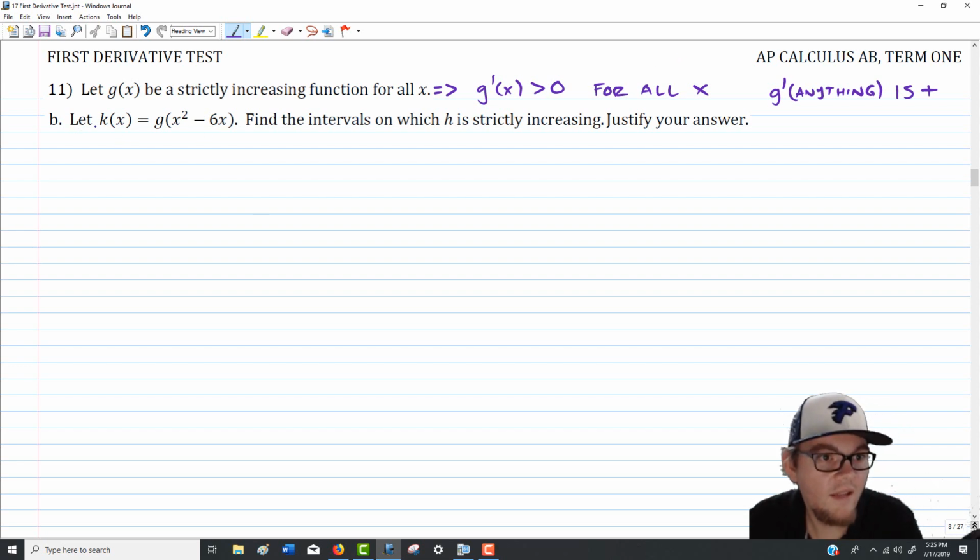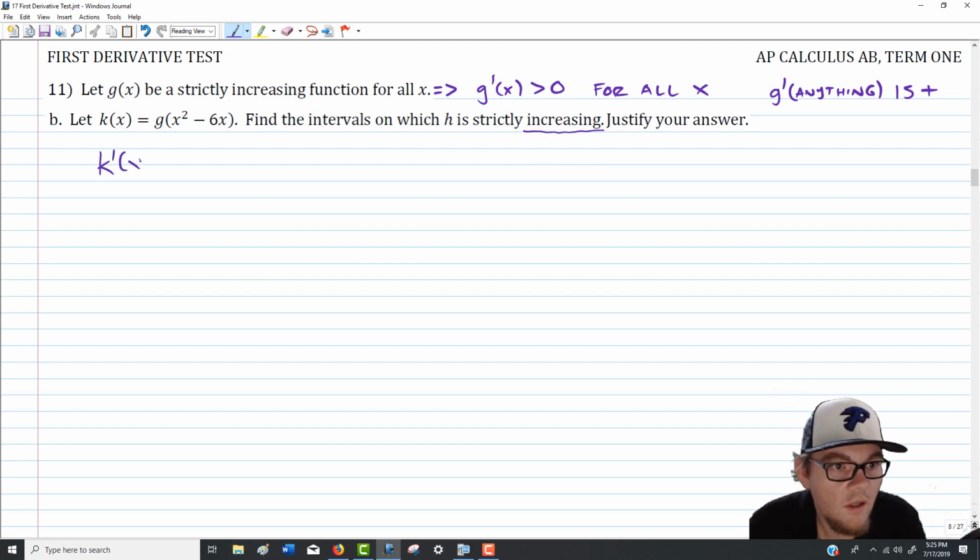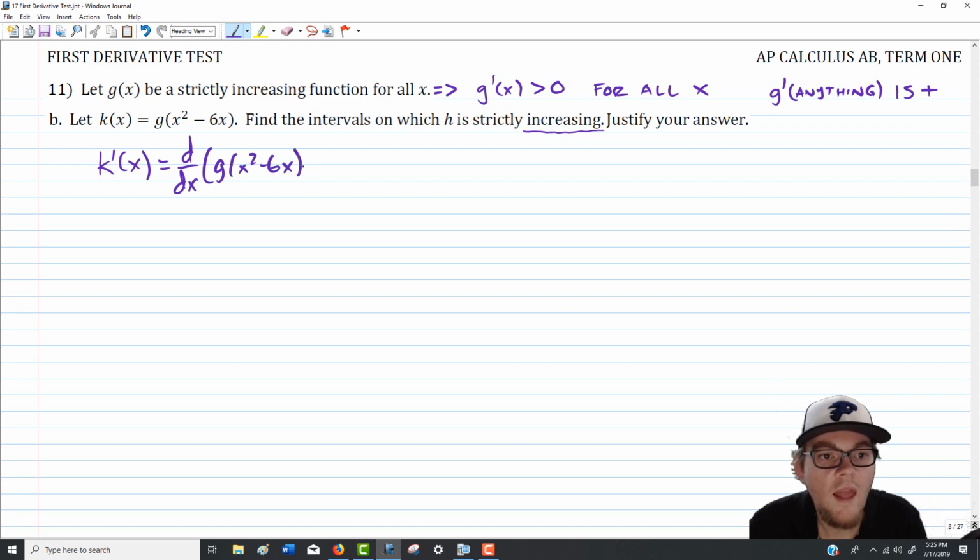The question next says, let k of x equal g of x squared minus 6x, and it wants us to find the intervals on which k is strictly increasing and justify our answer. Well, if we're talking about increasing and strictly increasing, that's a code for find the derivative and use it to tell me stuff. So let's take the derivative here. We want to find k prime of x. To do that, we need to take the derivative of g of x squared minus 6x. In fact, I'll even say that. It's going to be the derivative with respect to x of g of x squared minus 6x. And what that means is we're going to need to use the chain rule.